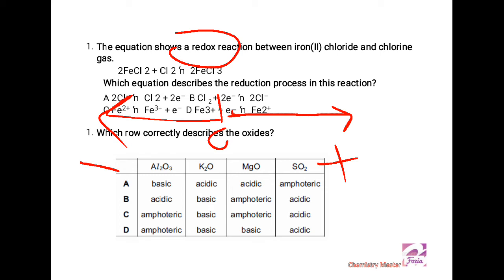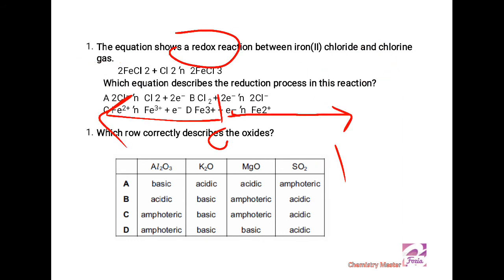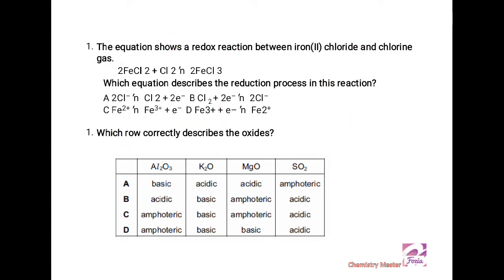So keep in mind that going in this direction is oxidation, and going more negative is reduction. You have to see what chemical change is going on. Gain of electrons, reduction; loss of electrons, oxidation. Remember these two points to select the correct answer.